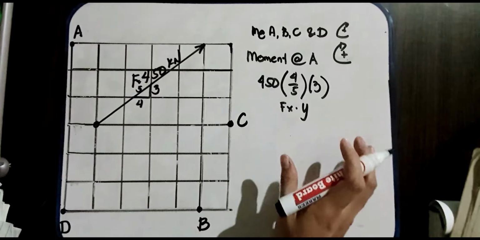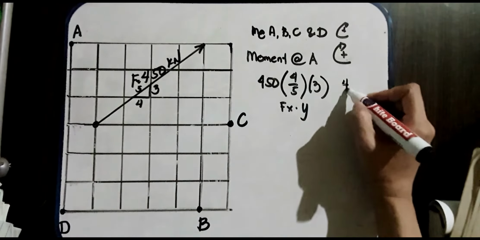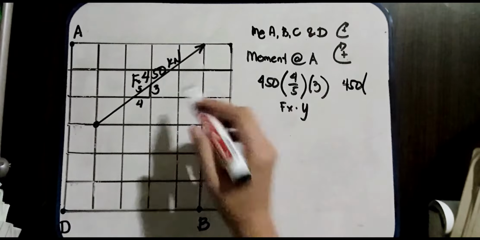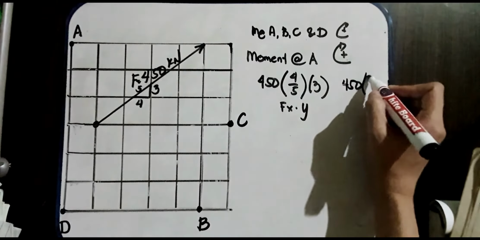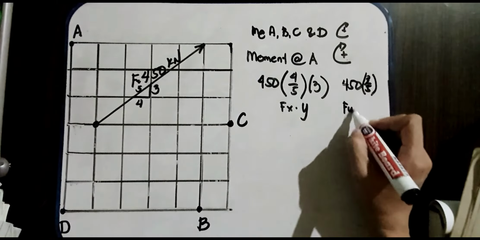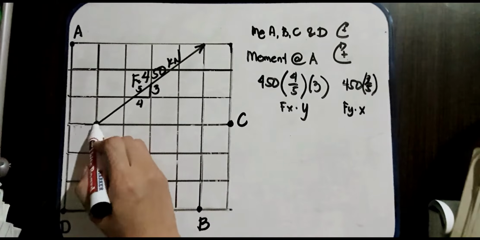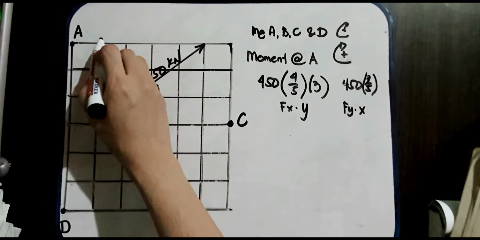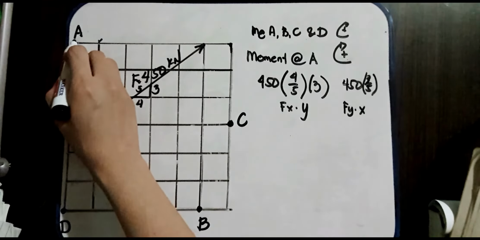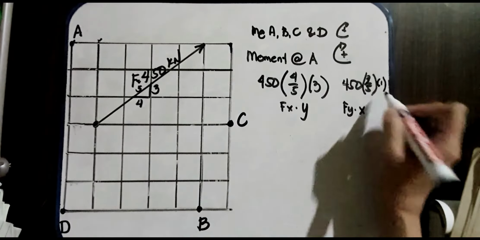Okay, next. Mamaya na natin lalagay yung sign conventions. Next, fy naman tayo. Ano yung fy? So, we'll have 450. This is y, yung 3, all over 5. Ilan yung distance? Di ba kapag fy, multiplied natin ng x. So, saan siya? Dito sa may points na to. So, we have multiplied by, ilan po? By 1. Okay.